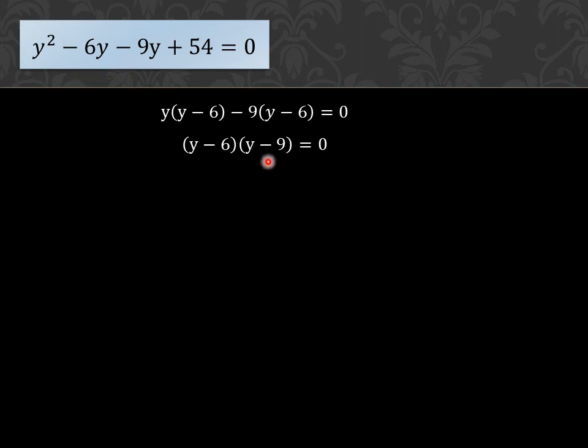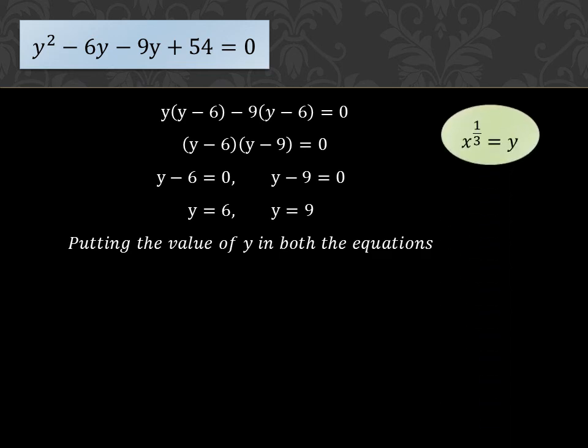Now splitting those two brackets, both the brackets will be equal to 0. We will get the answer of y, which is 6 and 9. Now again we will replace this y with the term we supposed earlier. We supposed x power 1 by 3 equals y. So now instead of writing y, we will write x power 1 by 3 equals to 6 and x power 1 by 3 equals to 9.